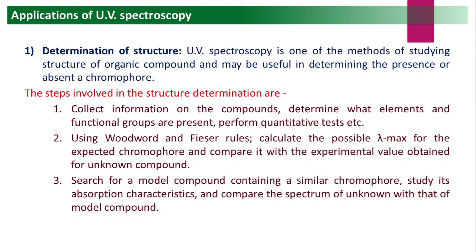So first take the organic qualitative tests for the various elements and functional groups. Then use the Woodward-Fieser rules to calculate the possible lambda max for that particular compound, and then take the UV visible spectrum and see whether the lambda max matches or not. Then search for model compounds which contain similar chromophores, study the absorption characteristics, and compare the spectrum of the unknown with that of the model compound. In this way we can determine the structure of unknown compounds. This is one of the applications of UV visible spectroscopy.